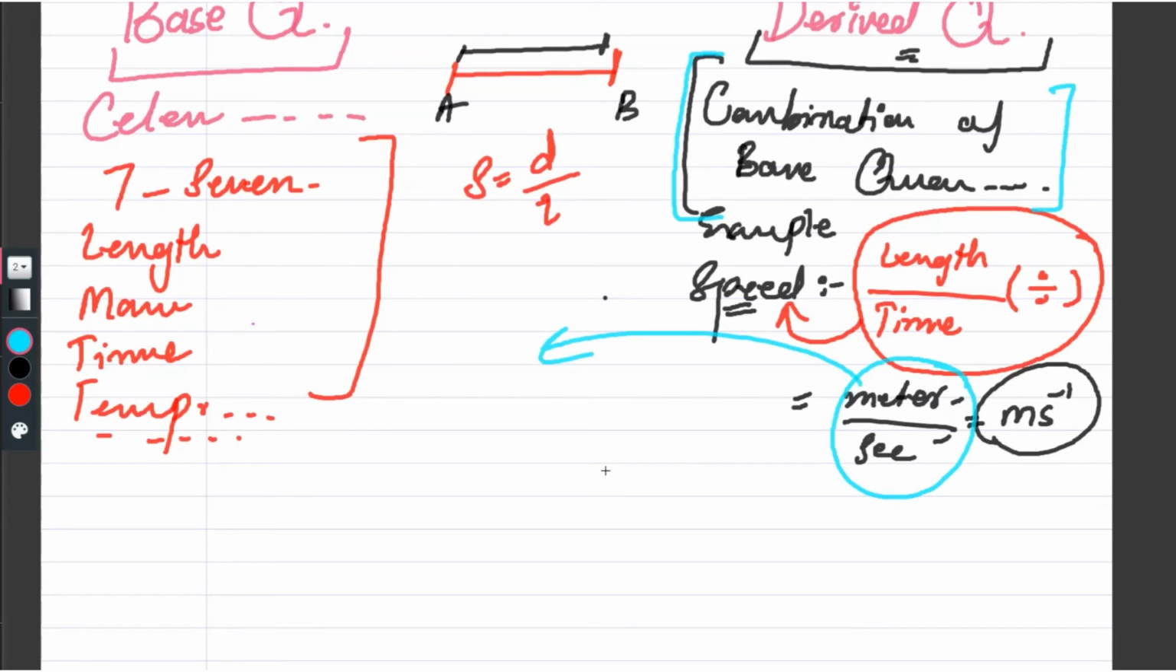Okay, so 3 concepts which we did: measurements, physical properties, units. So these are the 3 important ones. Any questions so far? No.